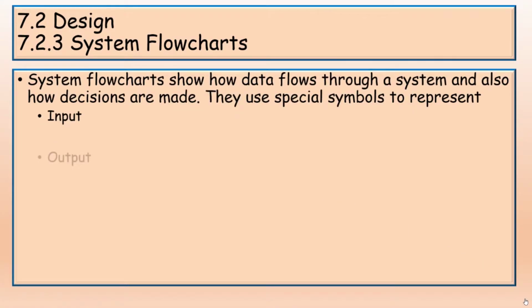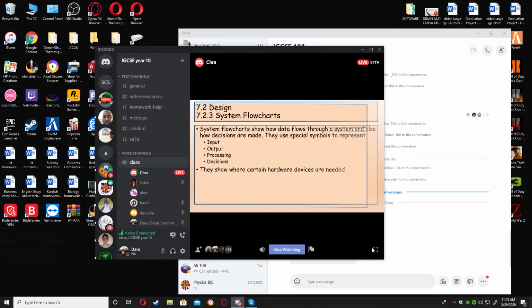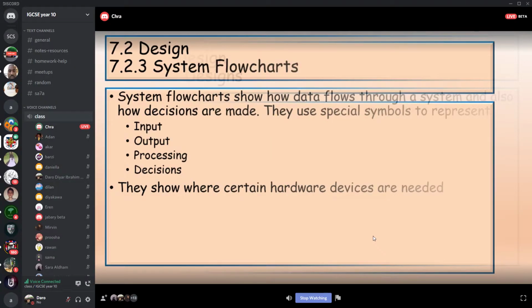We have other diagrams representing other things, like DFD. They show where certain hardware devices are needed. That's why we do this in the design stage, in order to specify what type of hardware I need and what type of software, of course, I need. And it's very necessary for the development stage. If you have a flowchart, you can easily code it. For the development stage, it's much easier if you have a flowchart, though not necessarily easy.